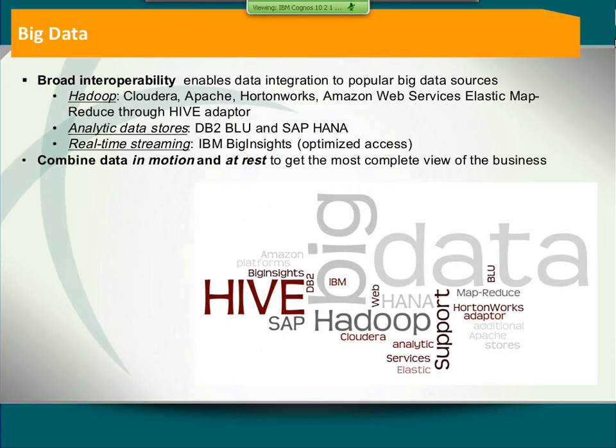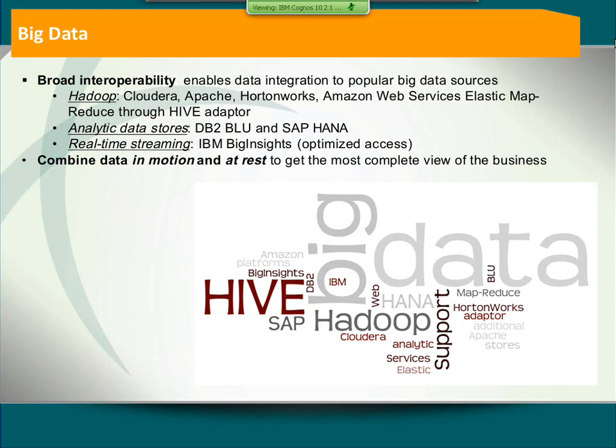And the other thing that we focused on is big data. Right now what we're hearing is a lot of buzzwords out there about how to use big data, how it can help you in your organization. So what we wanted to do was to make sure that you're in a position to use those data sources. So Hadoop, we have Cloudera, Apache, Hortonworks, Amazon Web Services, Elastic MapReduce through your Hive adapter. So you can see there's a number of different options that we've put in place here.